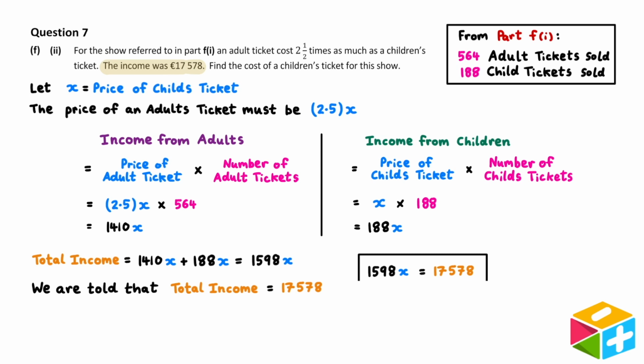We can equate these two expressions to get 1,598x equal to 17,578. To find the value of x, we just need to divide both sides by 1598. Performing the calculation on the right-hand side gives us an answer of 11. This means that x, the price of a child's ticket, is €11.